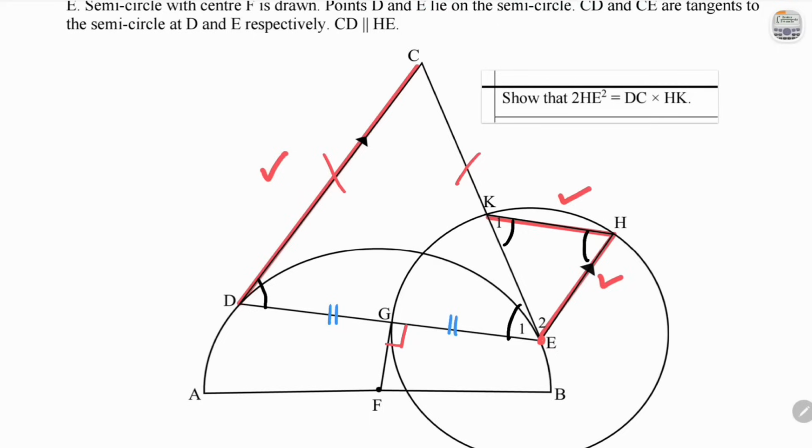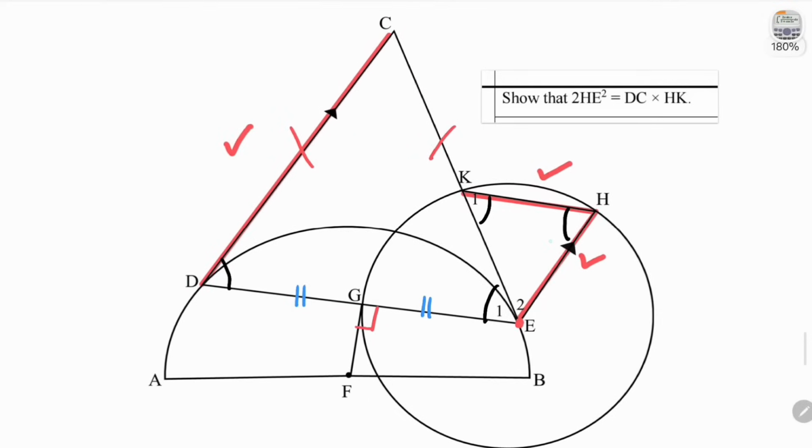And here's the thing. If you look at this triangle over here, HE is a radius, meaning EK is also a radius, right? Now, because you have these two radii, you will also notice that you have a third radius, and that's from E to G.